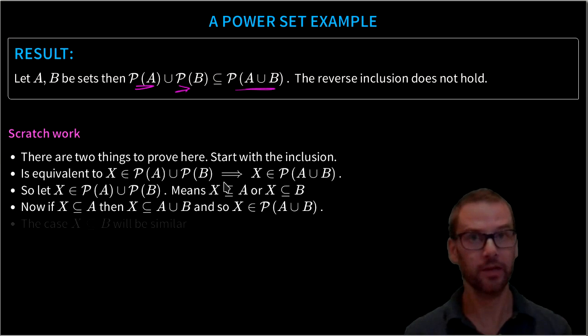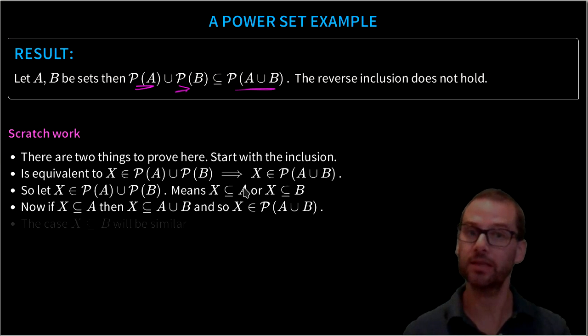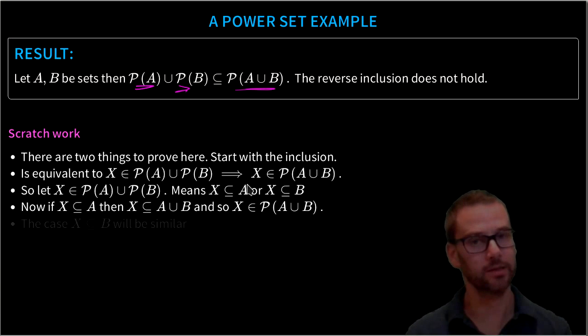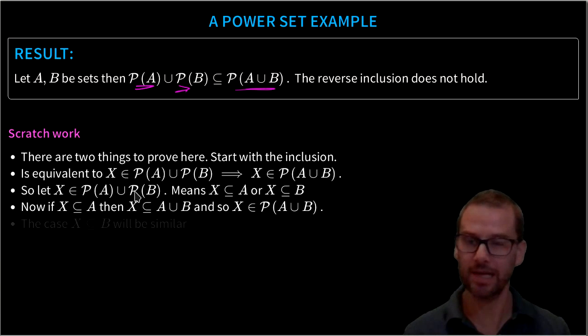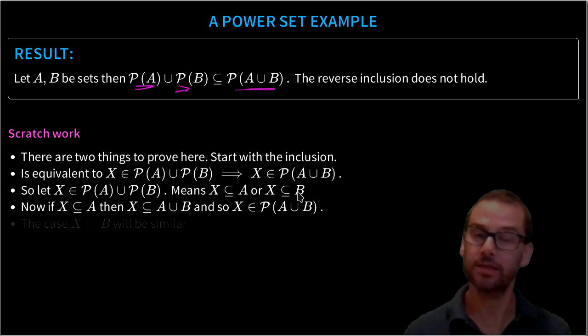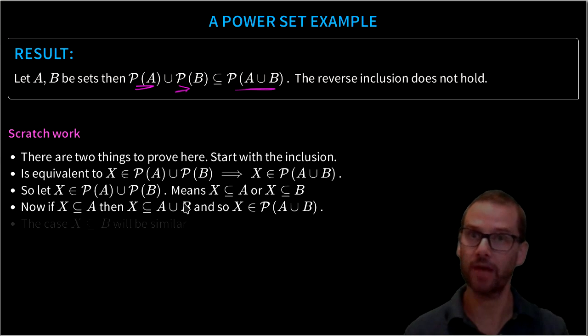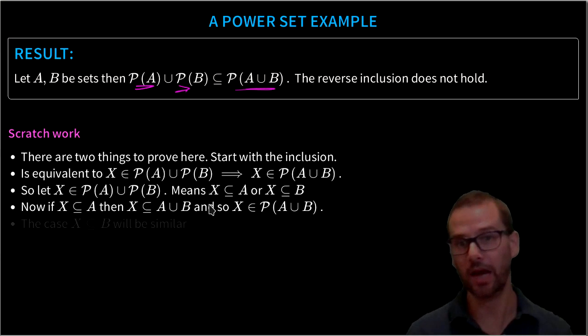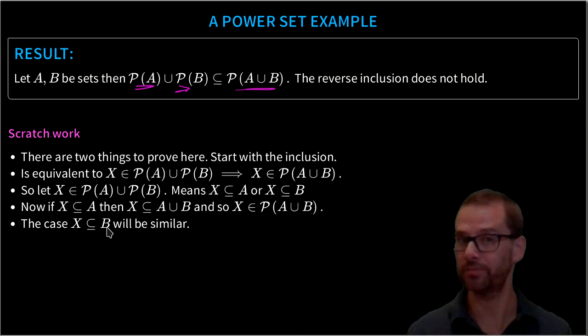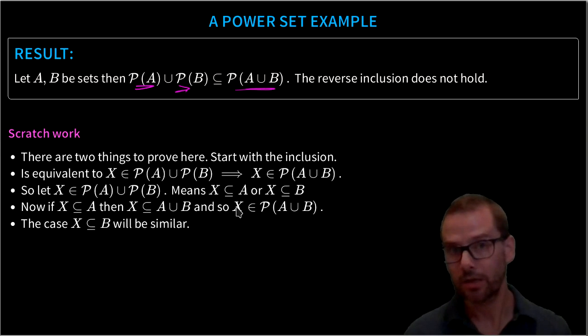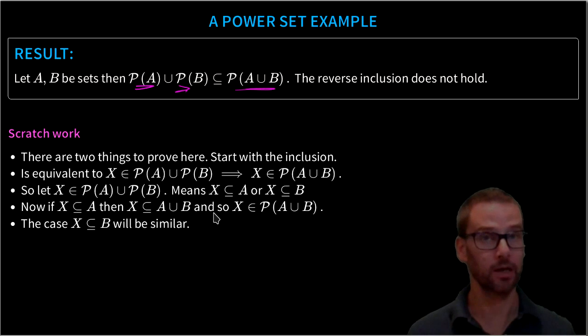In the first case, if X is in the power set of A, that means X is a subset of A, which is what the power set does for us. And if X is in the power set of B, then X is a subset of B. Now, if X is a subset of A, then, by reasoning that we did a couple of slides ago, that means X is a subset of A union B. And so X is in the power set of A union B. And the other case, namely if X is a subset of B, is very similar. Okay? So we can make all of that work and we can write it up nicely.